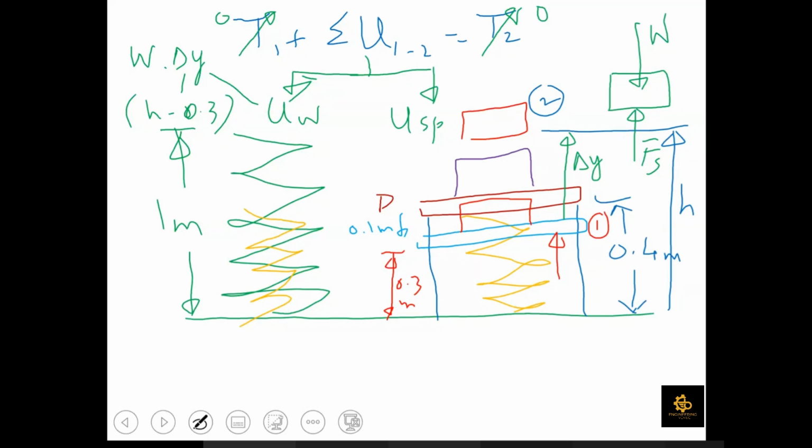Negative. Since weight and delta y are opposite to each other, work done due to weight is going to be minus negative w times h minus 0.3. So I hope that this point is clear to all of you. Work done due to weight, हर एक को clear है?